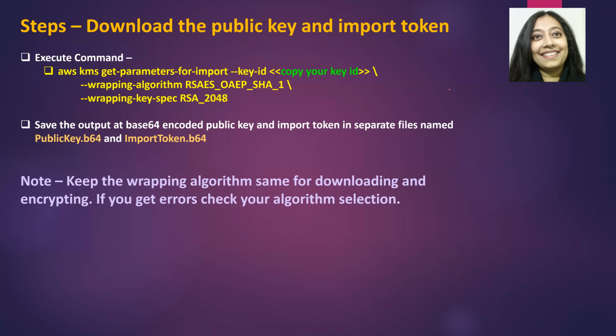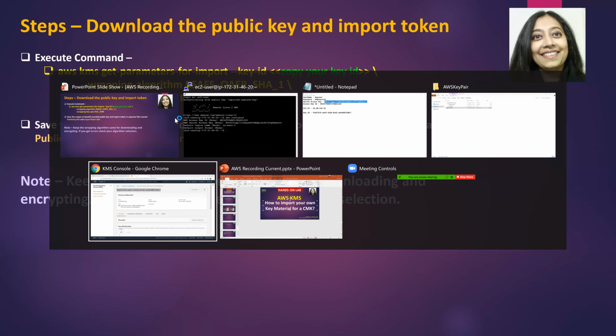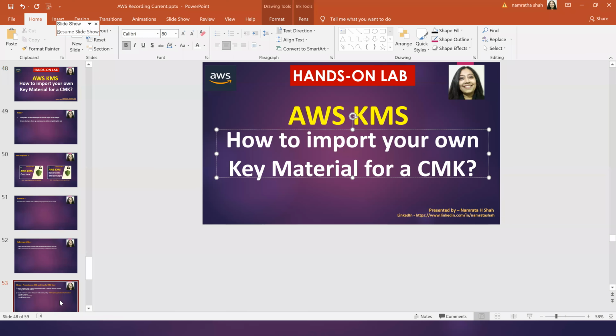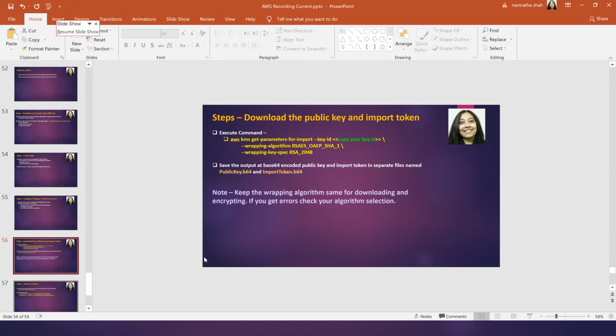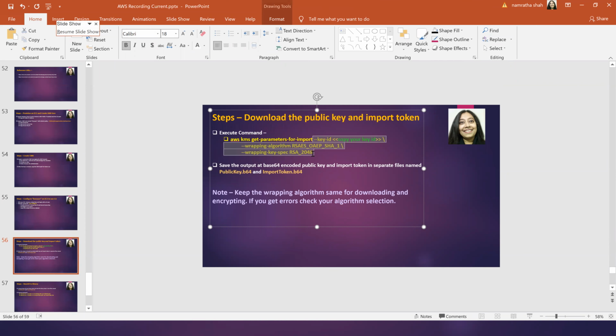Okay, what are we going to do next? We are going to download the public key and import the token, right? And how are we going to do that? We are going to do that leveraging this particular command. So let me just quickly go to that particular slide. There it is. I'm going to copy this, right?